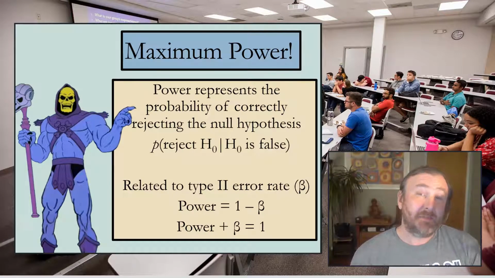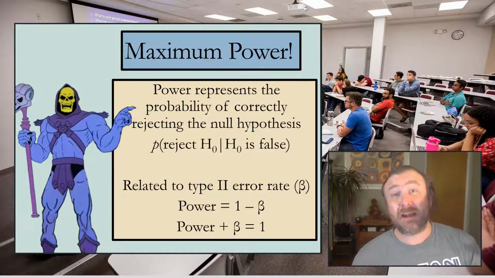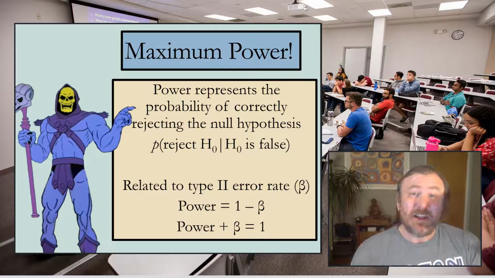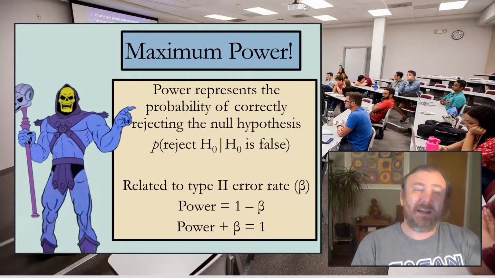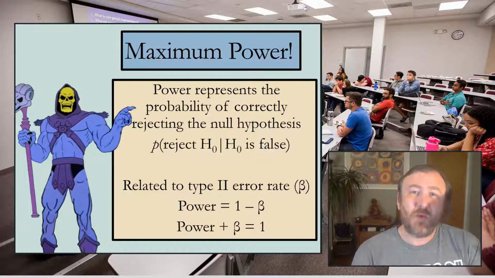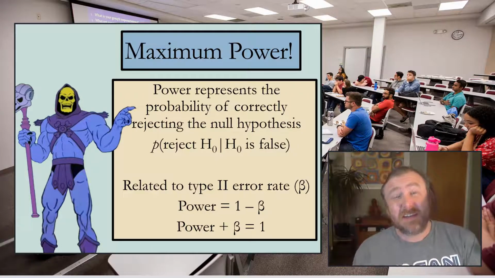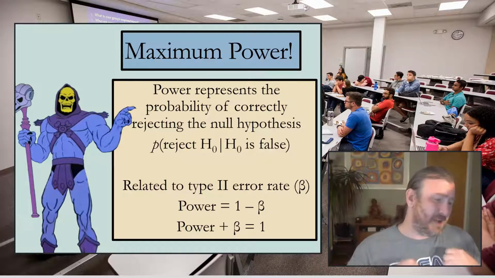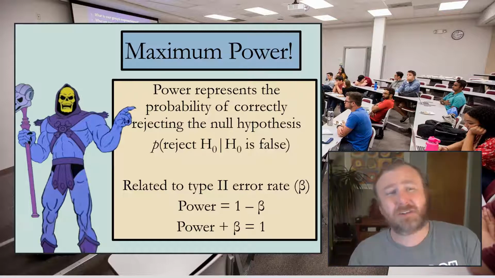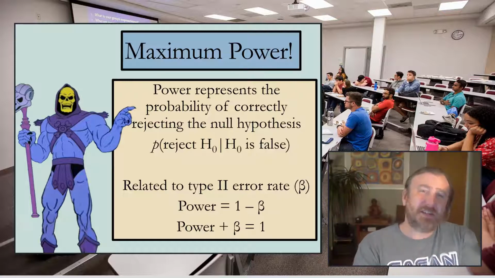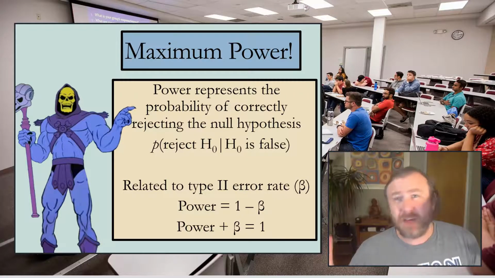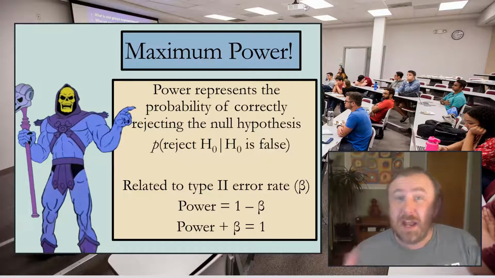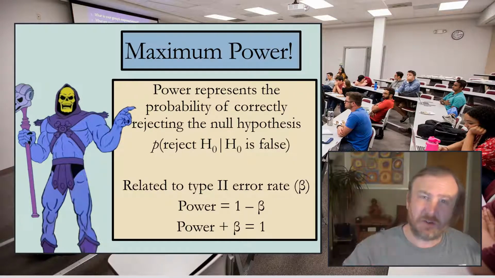Beta is type 2 error. This is a false negative. It's not rejecting the null hypothesis when you should. You do all this work, you design this study, you get all these participants, you go through the whole hassle of analyzing all the data, and your statistical test says nothing's happening, when in reality there actually is an effect.